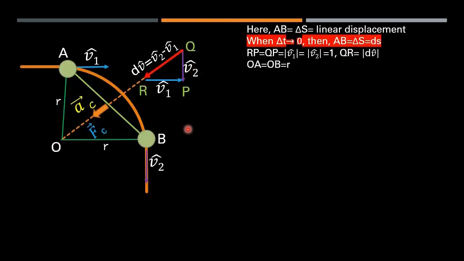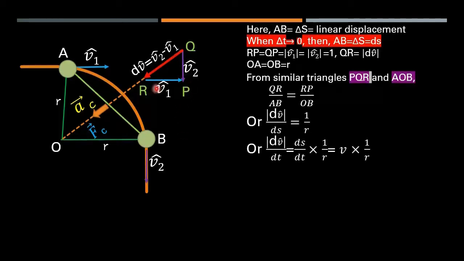Now let us come to this triangle PQR. In this triangle PQR, the magnitude of RP is equal to the magnitude of QP, which is equal to 1, because both sides represent the unit vectors v1 cap and v2 cap respectively, because we know the magnitude of a unit vector is 1. Now this side QR is equal to modulus of dv cap. In this triangle OAB, OA is equal to OB is equal to the radius of the circle made by the curve AB. Now this triangle PQR and the triangle AOB are similar.